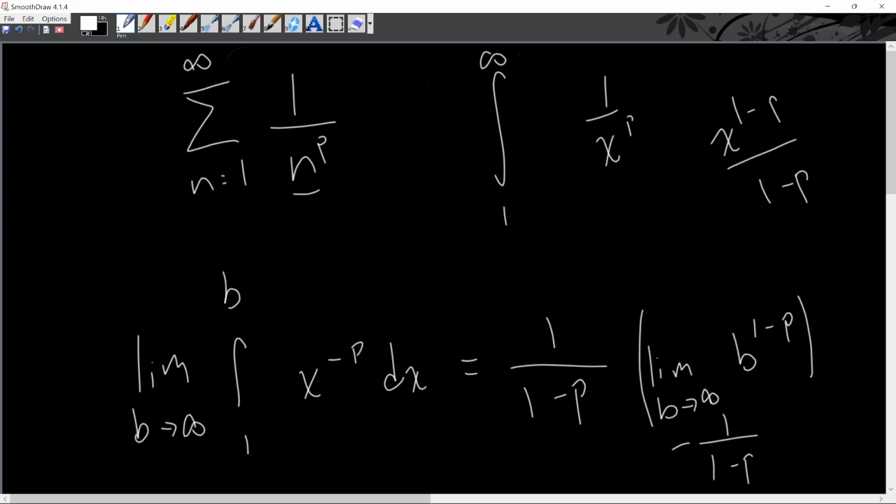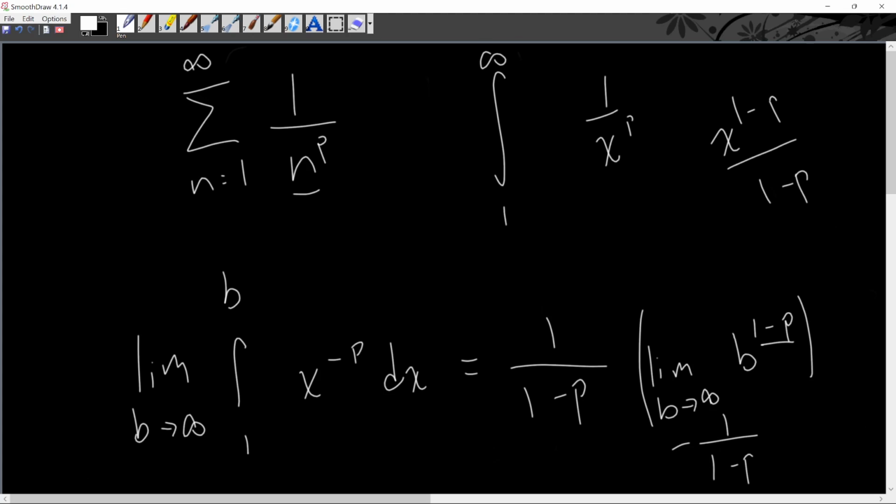If this 1 minus p was a negative value, you'd have b to a negative value, right? You'd have 1 over b to some power, and 1 over b to some power would be 1 over infinity, because b is approaching infinity. So if you have 1 over infinity, you're going to have 1 over 0, which is a real valid value. And again, p is going to be an actual value if 1 minus p is less than 0.